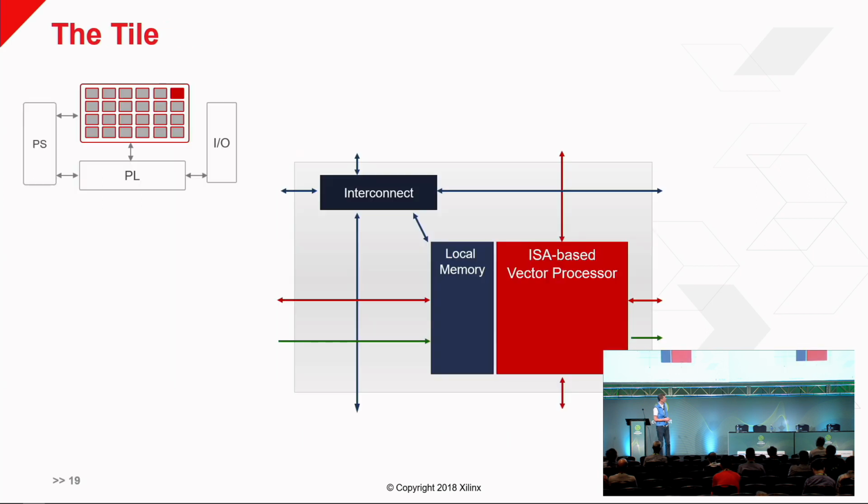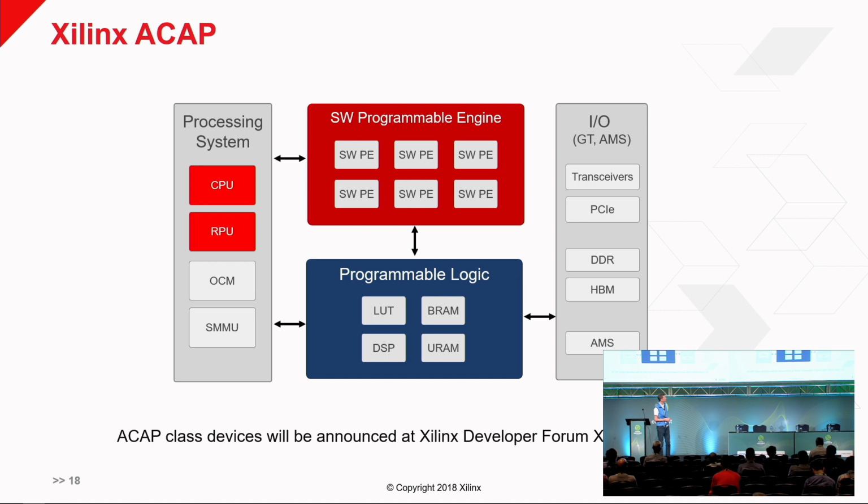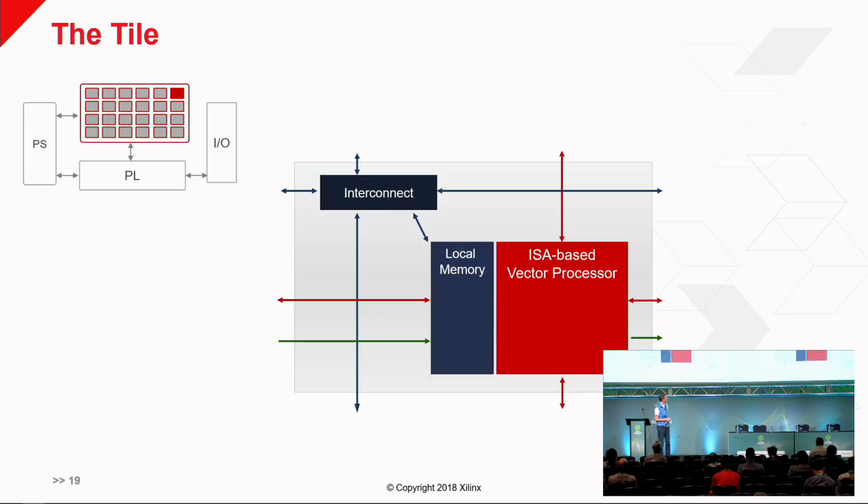At a high level, if you look at this array in red, the software programmable engine array, look at one block in there, one tile. It's actually an ISA-based vector processor. It's a vector VLIW. Vector length we will disclose at the developer forum, but it's a standard vector processor. It's VLIW, it has multiple concurrent units: load, store, compute, vector, and scalar. And it has local memory. And then it has interconnect. And so it's a coarse-grained FPGA, one might say, but it's really a processor-based building block now.